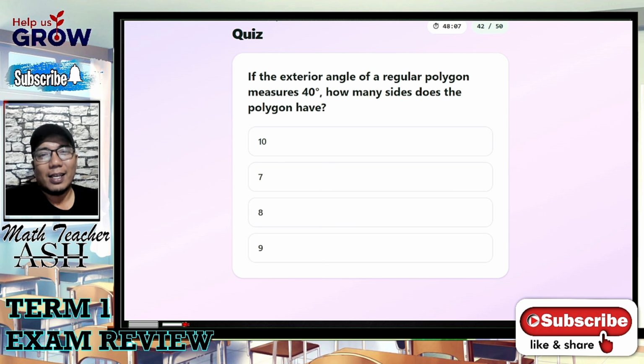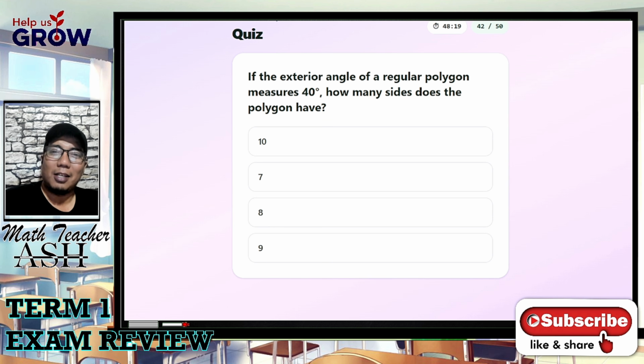If the exterior angle of a regular polygon measures 40 degrees, how many sides does the polygon have? Is it 10? Is it 7? Is it 8? Or is it 9? What do you think is the answer, my dear math learners?